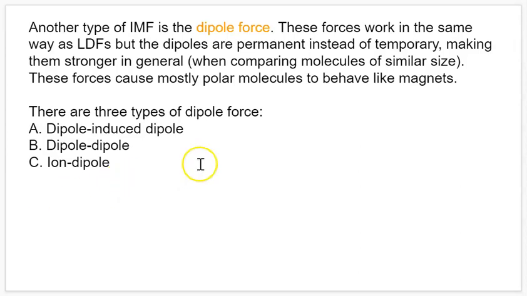So there are three different dipole forces that I'm going to talk about. One is the dipole-induced dipole force, the dipole-dipole force, and the ion-dipole force. All three of these are named after the two things that are being attracted to each other in the force itself. So let's go over these one at a time. These forces work generally the same way as London dispersion forces, where you have a dipole, you have a positive and a negative side that are going to attract the unlike charge, kind of like magnets. But the big difference between dipole forces and London dispersion forces is that in London dispersion forces, we have very temporary dipoles, but with dipole forces, we have permanent dipoles.